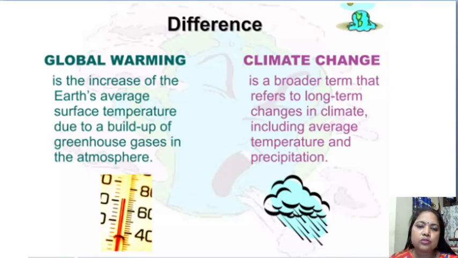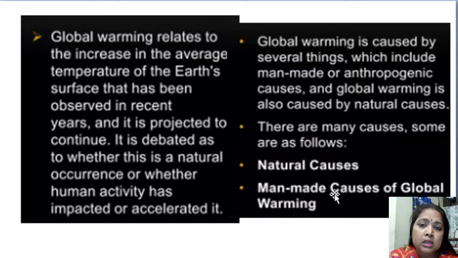So there are differences between global warming and climate change. Okay, what is the basic difference? So global warming is the increase of the earth's average surface temperature due to a build-up of greenhouse gases in the atmosphere. Whereas climate change is a broader term that refers to long-term changes in climate, including average temperature and precipitation. So all these are your weather parameters, okay, like temperature, precipitation, rainfall. So global warming is, we can say, a short-term effect, or weather is a short-term effect. So when this weather change occurs for a longer time period, it leads to climate change.